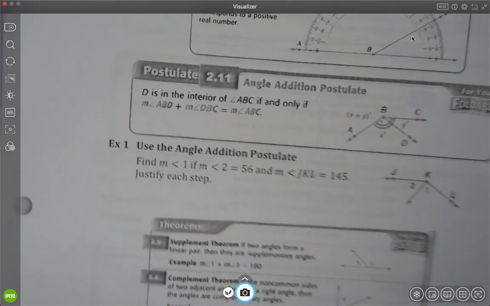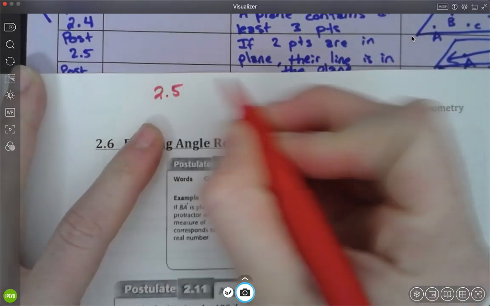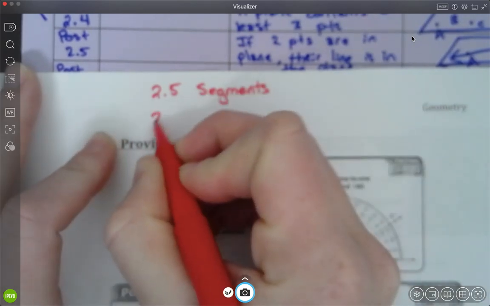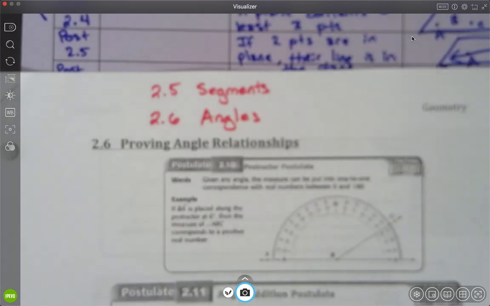So this section 2.6 is very, very similar to section 2.5, which is good, except this is angles instead of segments, okay? So I'm going to write that on my sheet so we can distinguish between the two. Summarize our thoughts to start with. Section 2.5 was talking about segments. Section 2.6 is talking about angles, okay? But it's a lot of the same properties, so segments versus angles.